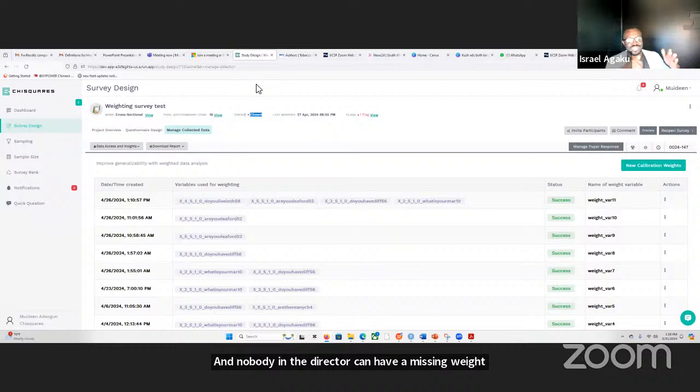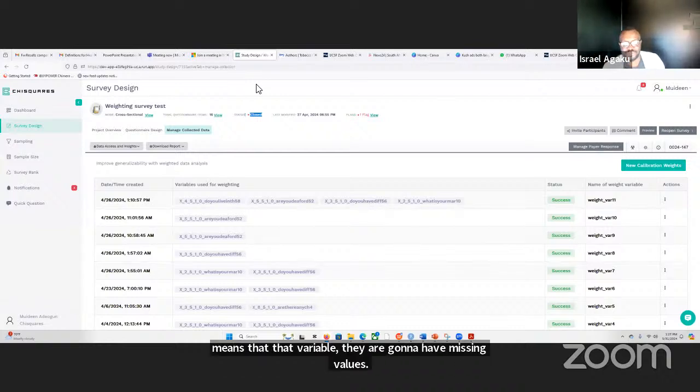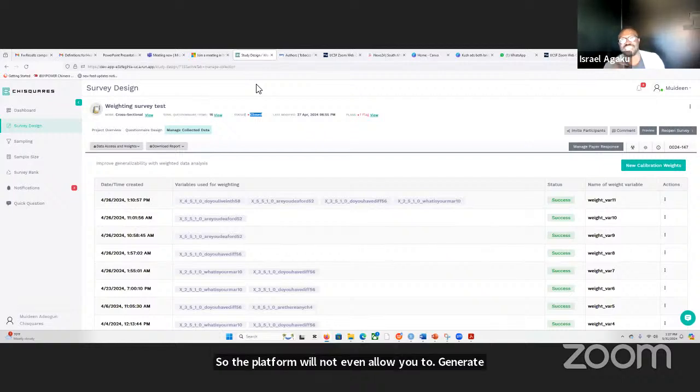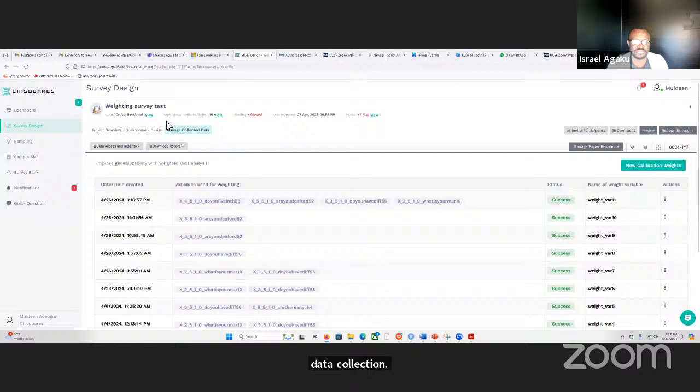If the survey were not ended and I did weighting today, and then some people came tomorrow and answered the questionnaire, because I already weighted the data, that means that variable, they are going to have missing values. So the platform will not even allow you to generate weight for a data set that is still ongoing as far as data collection. So that is a validation that is built into the platform.